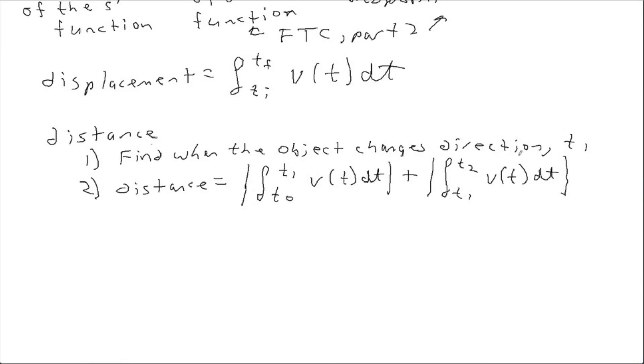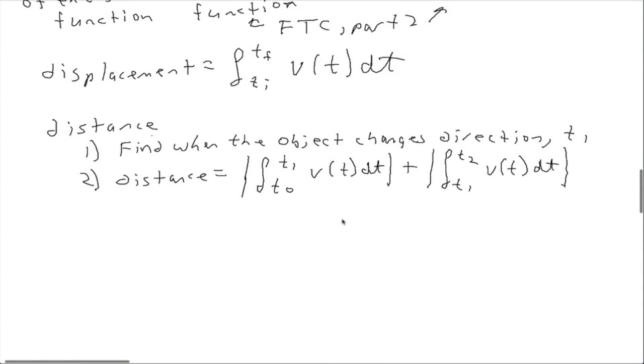If the object changed direction another time, then there would be a third term for that other part of the journey. And if it changed direction another time, then there would be a fourth term. And if the object never changed direction, you'd only need one term. But in the homework and on the sample tests, there's always two terms. So that's how I wrote it down. There's always one change of direction, so hopefully we'll practice that, and hopefully that's what the test will be like.